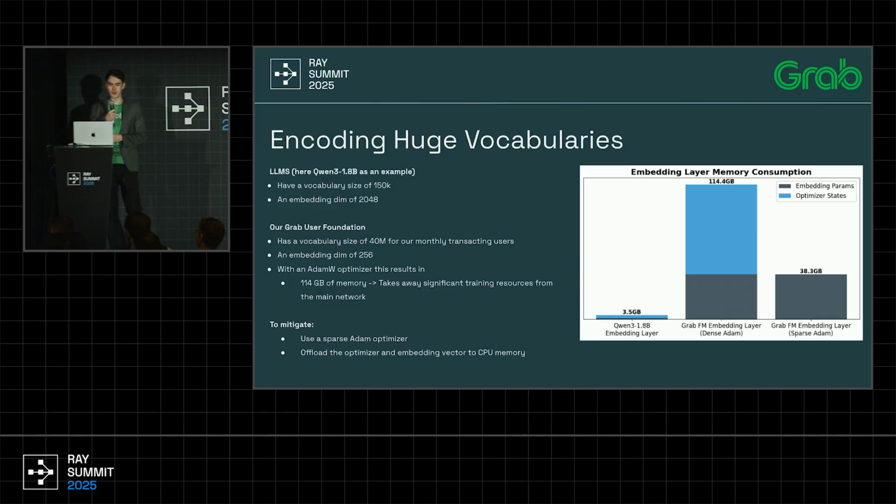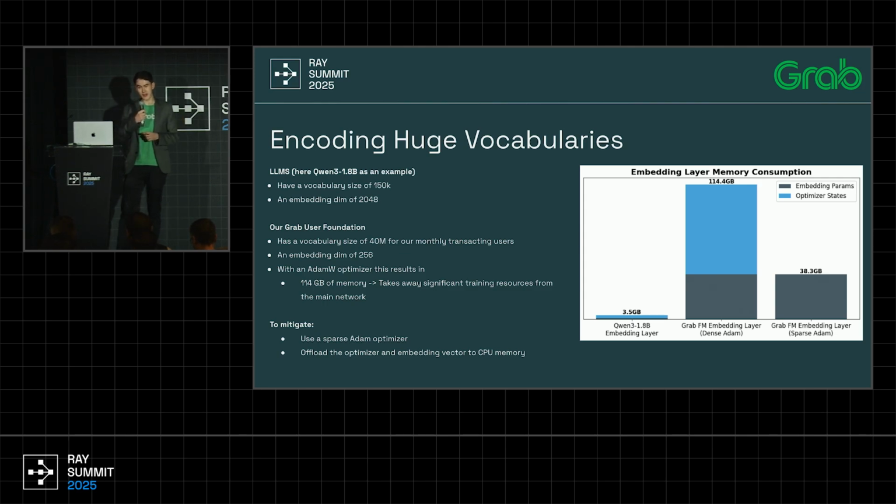So what can we do to solve this? We do two things. The first realization is that in a batch, usually not all the embeddings in the whole embedding layer are used. So we can use a sparse Adam optimizer that approximates the full Adam, and that helps us to reuse the memory.